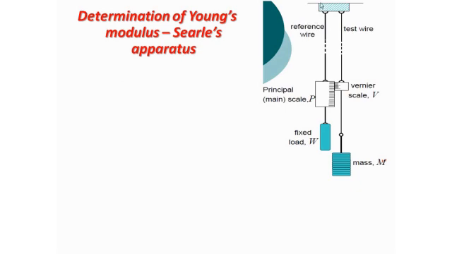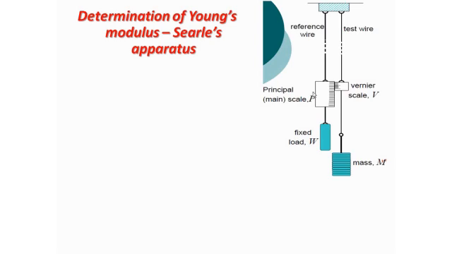In this apparatus there will be two hooks. In one of the hooks, the reference wire will be kept. In the other hook, the test wire will be kept. In the test wire we are going to use one vernier scale, which is denoted with V, and in the reference wire we are going to use the principal scale, also known as the main scale.